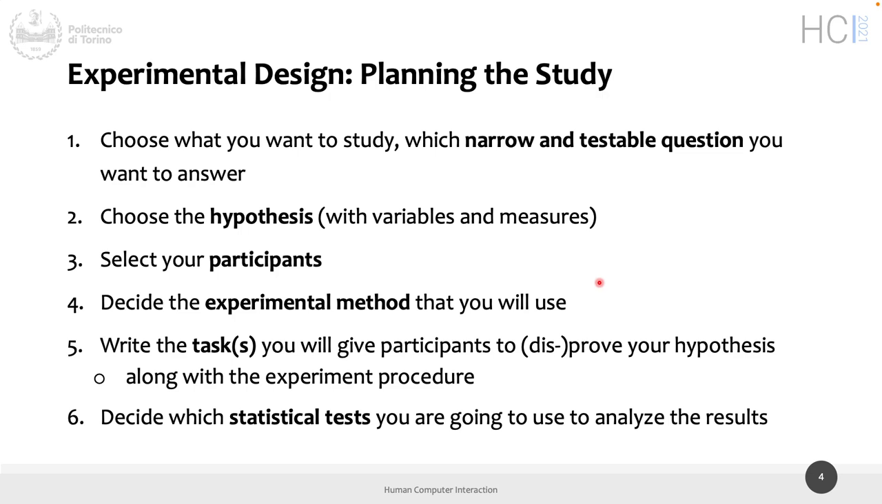Then, according to all the things before, we need to write a task. It could be one task or multiple tasks to give our participants to actually prove our hypothesis. Or better, to disprove the null hypothesis. That is, for now, let's keep the null hypothesis as the opposite of the hypothesis.